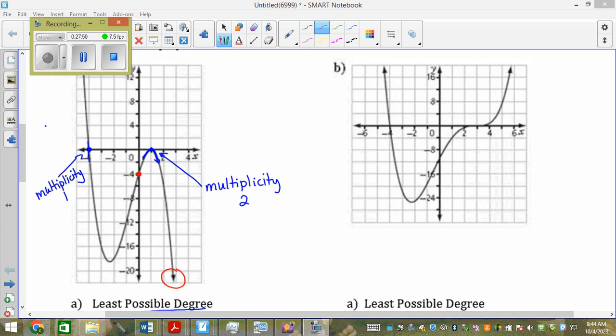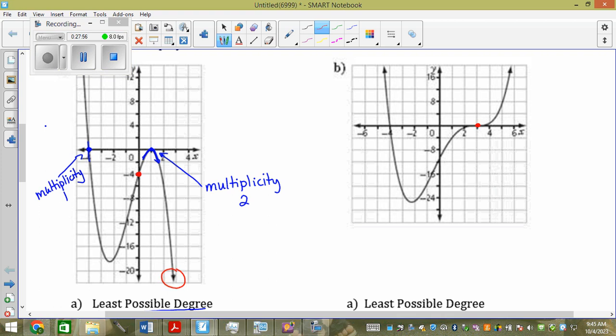Can I draw your attention to this before you mess up? What is happening here? This is going through which x-intercept? 3. And if I want the minimum possible degree, how many is happening here? 3, because it's doing that inflection. How many is happening here? 1. What's 1 and 3? 4. Oh, and they're in the same direction, so it's even. Okay? So try that one out.